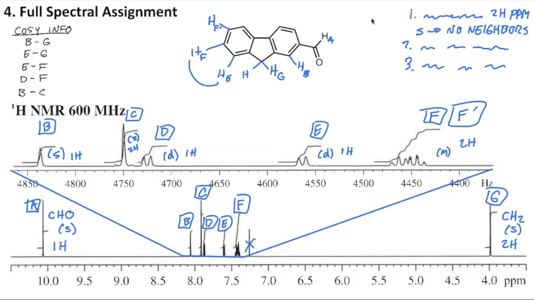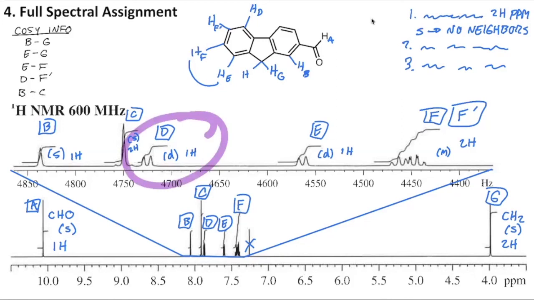So with that assumption made, we can continue to look at our data from the COSY to say, oh, okay, well, if F and F prime are very similar, but they're not exactly the same, perhaps one of these COSY relationships is F prime correlating to another proton D. So if we think about that, the only other logical remaining proton is at this position here, and that could be HD. Let's look back at our one-dimensional spectra to see if that seems to make sense.